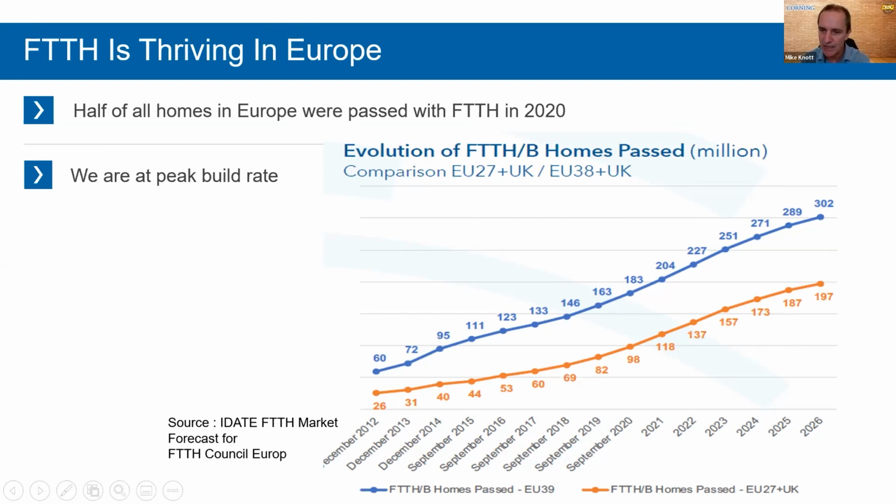If you go back to about 2018, it didn't really show so much on this graph, but now the number of homes passed per year is actually double what it was about 4 years ago. So we're really in the peak of the fibre to the home build right at this time in Europe.